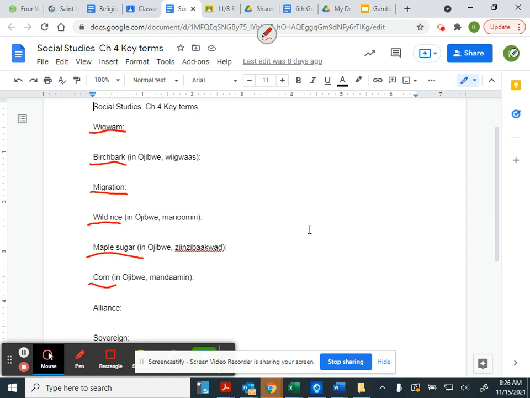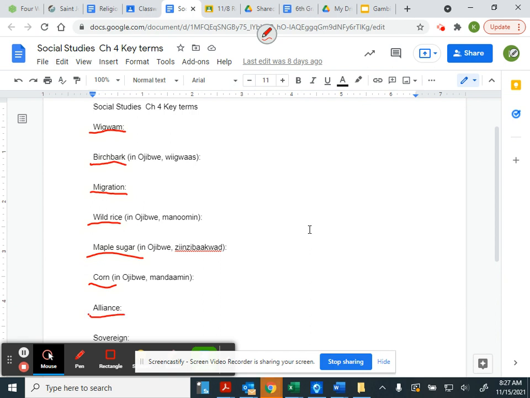Next is corn. Katie. The most important crop to the Ojibwe. Yeah, it's the most important crop to the Ojibwe. We've all seen cornfields. We know what corn is, but we're going to learn why it was the most important crop to the Ojibwe.